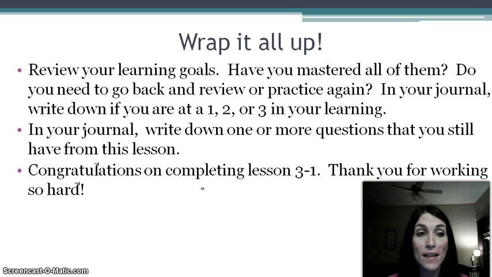So let's wrap it all up. Review your learning goals. Have you mastered all of them? Do you need to go back and review or practice again? In your journal, write down if you feel that you're at a 1, a 2, or a 3 on this lesson. In your journal, please write down 1 or more questions that you still might have from this lesson.